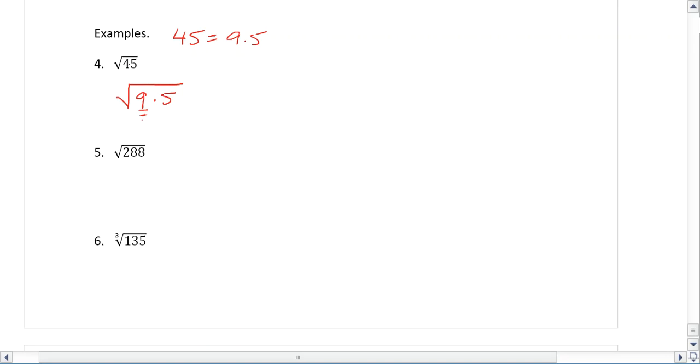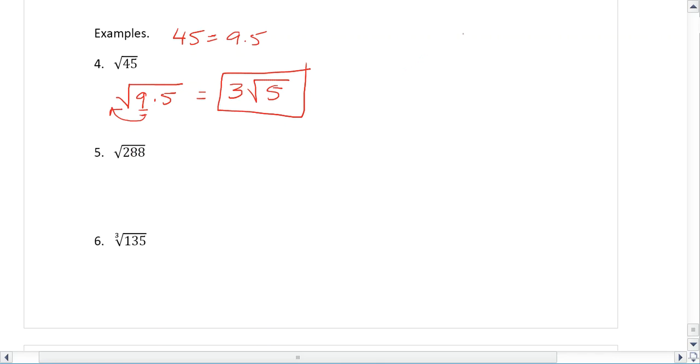This is a perfect square. The square root of 9 is 3, so the 3 comes out in front. The 5 stays under the radical because there's no perfect squares left in the 5. And if we had done the factor tree, we would have gotten the same thing.